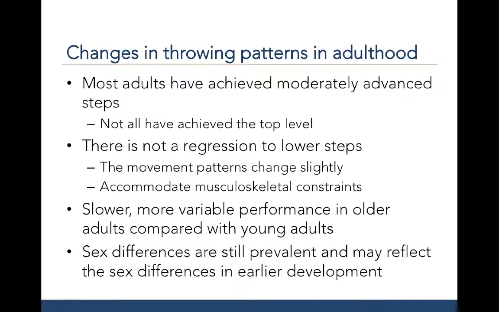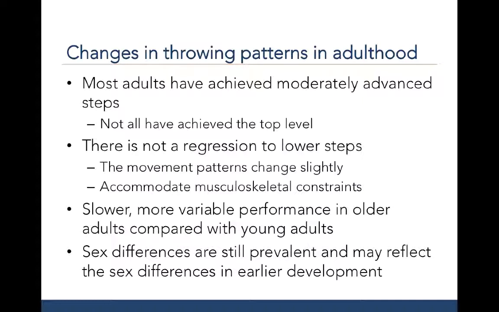When we examine the older end of the aging continuum, we see that older adults have achieved moderately advanced steps in overarm throwing components. As we mentioned, however, not all will achieve the top step or level of overarm throwing. However, we do not see a regression to lower steps. For example, if a young adult has step 3 of trunk action, in aging we don't expect to see that person regress to step 2 of trunk action. For the most part, even if you do not throw for a long period of time, the basic patterns of coordination that you achieved when you were younger are maintained.